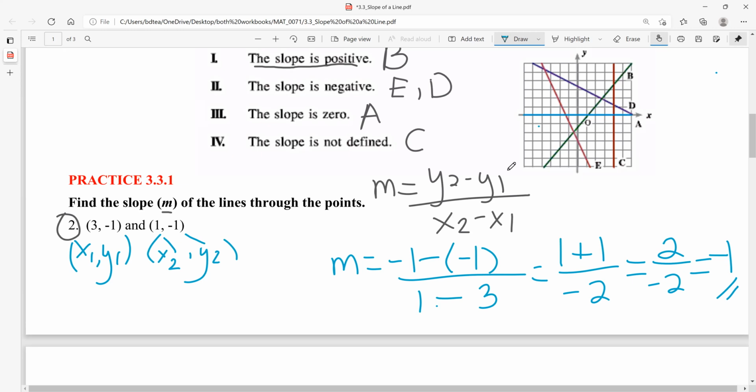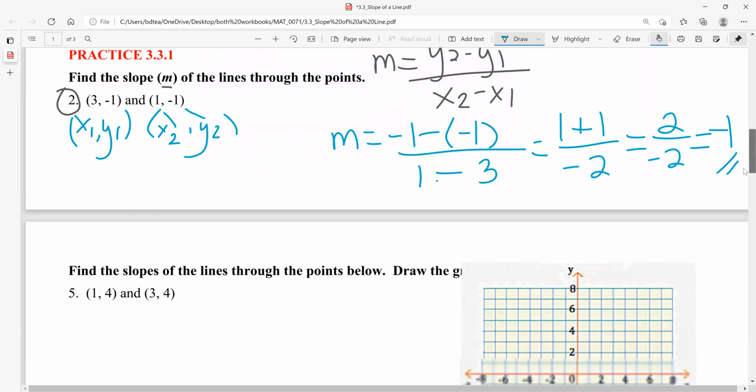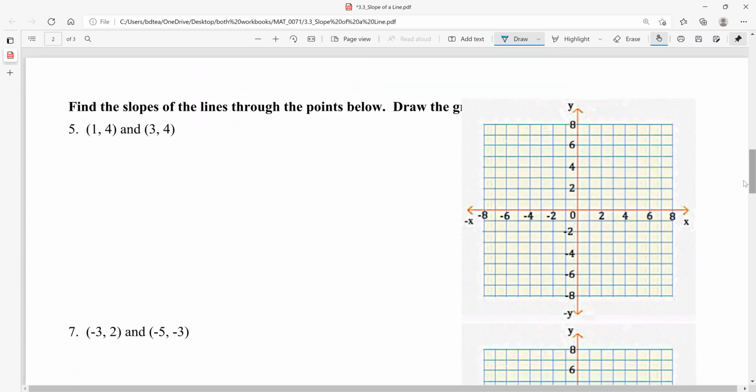You want to make sure that you know the formula and just label the points so you can substitute correctly and then solve algebraically. Find the slope of a line that's going through 2 points. Okay, over here, find the slope of a line that goes through the points, and it says draw the graph. So we're going to find the slope the same way, but we're just going to plot the points over here. Or better still, it says to draw the graph, so we can plot the points first.